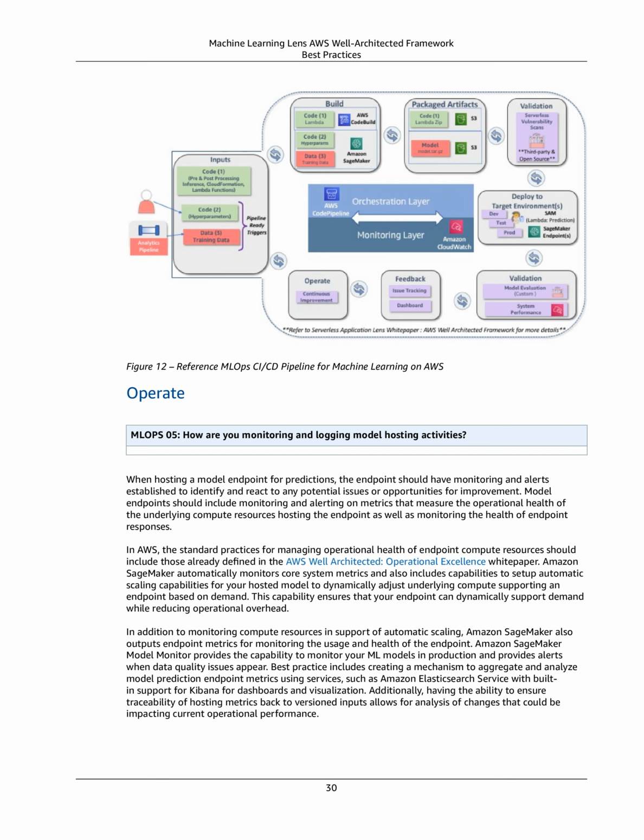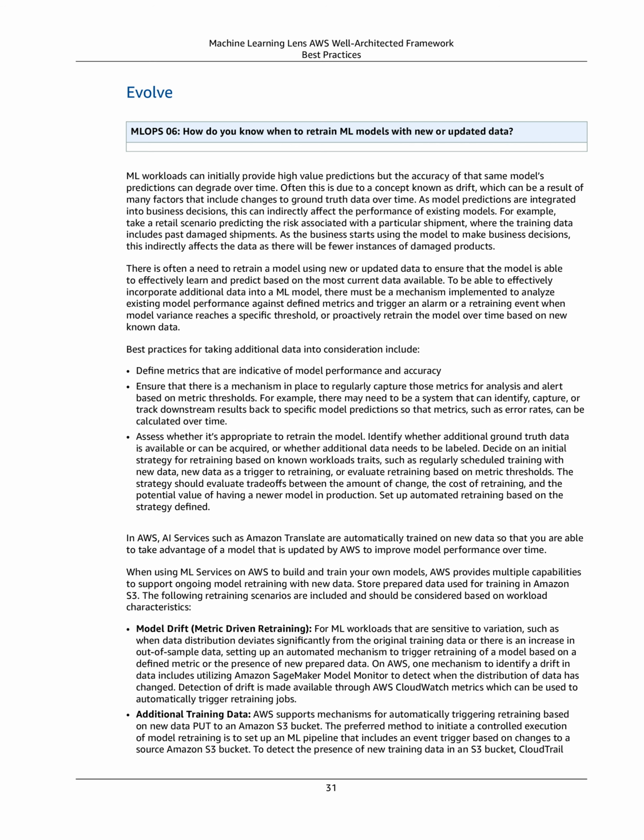Additionally, having the ability to ensure traceability of hosting metrics back to versioned inputs allows for analysis of changes that could be impacting current operational performance. Evolve. MLOPS 06, how do you know when to retrain ML models with new or updated data? ML workloads can initially provide high-value predictions, but the accuracy of that same model's predictions can degrade over time. Often this is due to a concept known as drift, which can be a result of many factors that include changes to ground truth data over time.